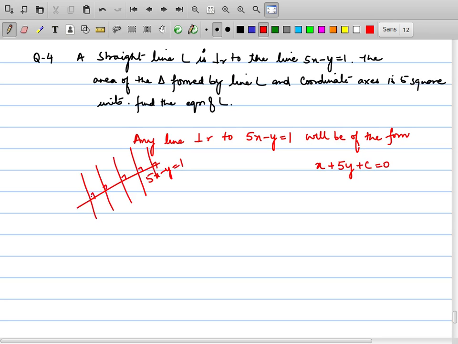All these lines would be perpendicular to this line. But we are looking for that line which makes an area of 5 square units with the coordinate axes. Let us say this is our line. This line makes an area of 5 square units with the coordinate axes. The coordinate axes are at an angle of 90 degrees. So we find this point and this point. These are the x-intercept and the y-intercept.